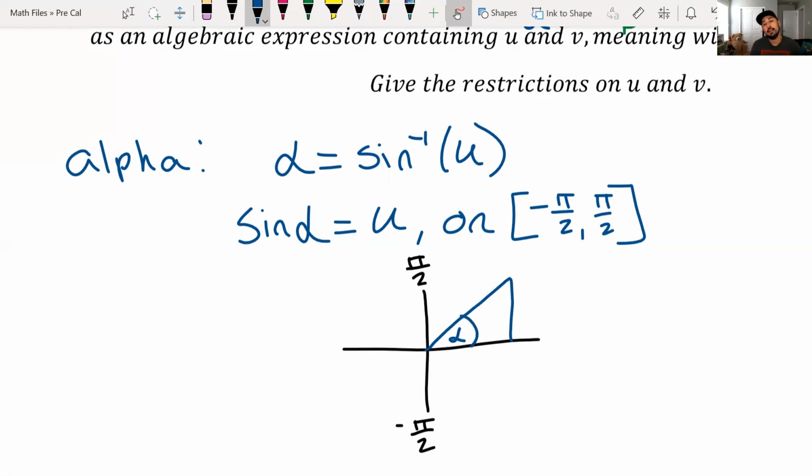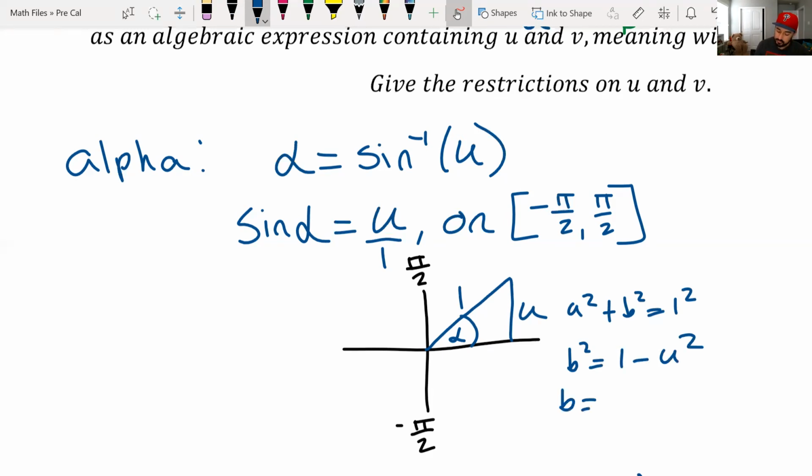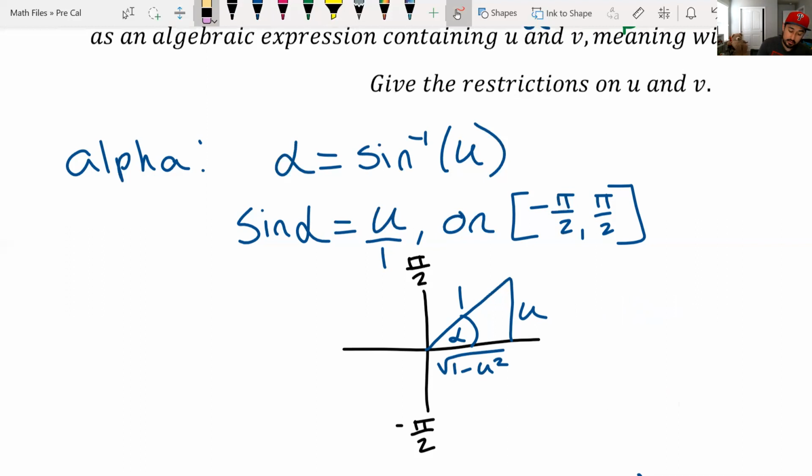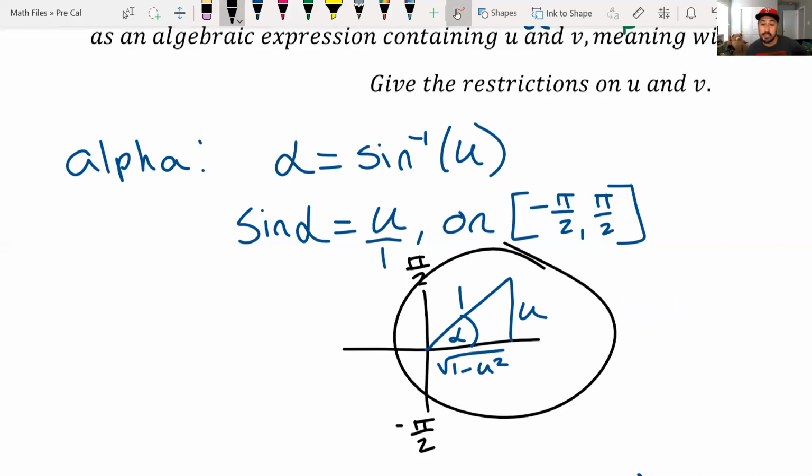So there's my alpha. Sine puts opposite over hypotenuse, which means we need to change U into a fraction. So we make U into U over 1, which means the height will be U, the hypotenuse will be 1, and by Pythagorean theorem, you would have U squared plus B squared equal to 1 squared, which means B squared equals 1 minus U squared, so B would be the square root of 1 minus U squared. So the hypotenuse is 1, the base is the square root of 1 minus U squared. Now alpha contains all this information, which means we do the same for beta.